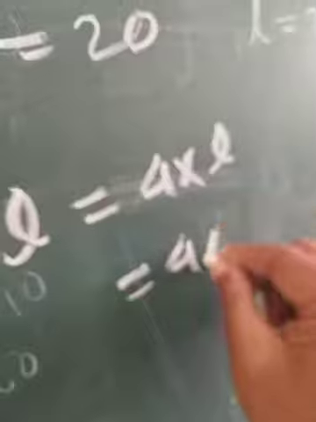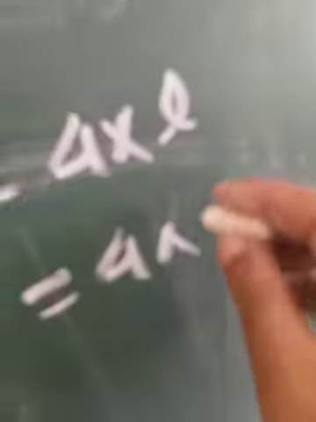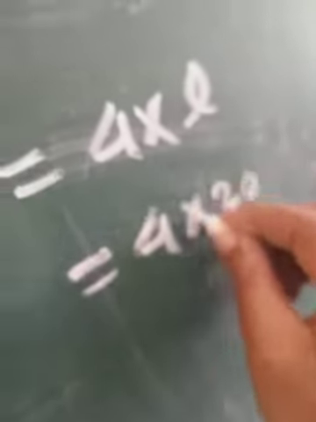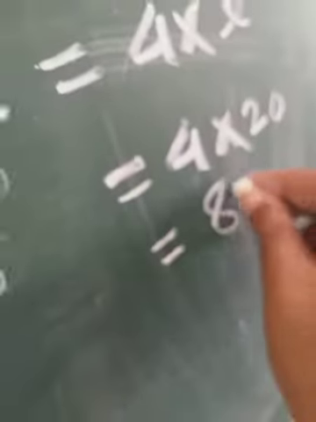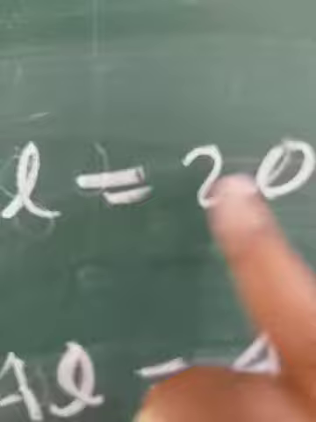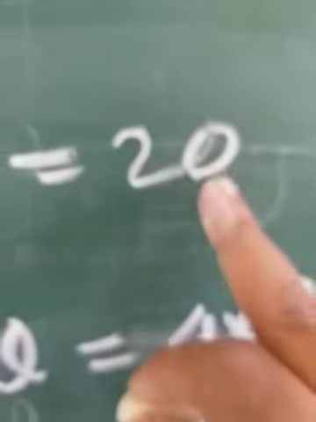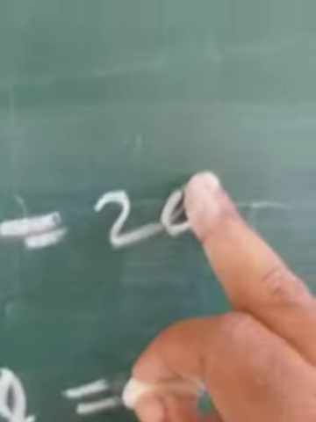Now we'll put the value of L. What is the value of the variable given? That is 20. So we'll put 20 in place of L. Now we'll multiply it. 4 into 20 is 80. So see, 80 is coming, but on the other side, what is the answer given? That is 20. So 80 and 20 are not matching. So again you will write no. Understood? It's very easy. Let's move on to the next sum, that is sum number G.